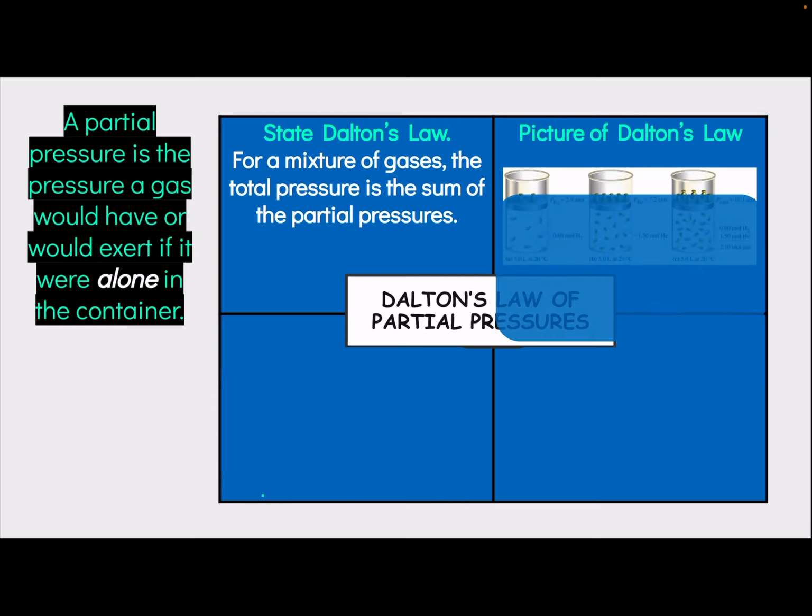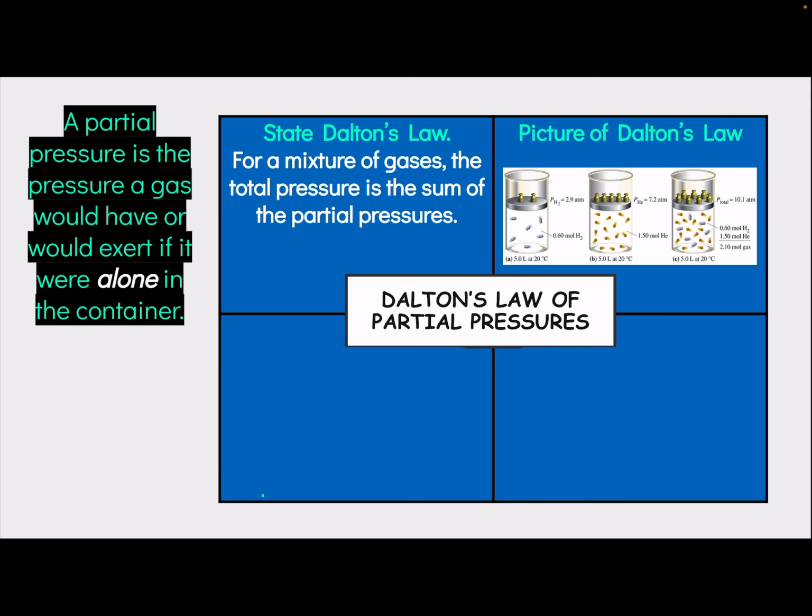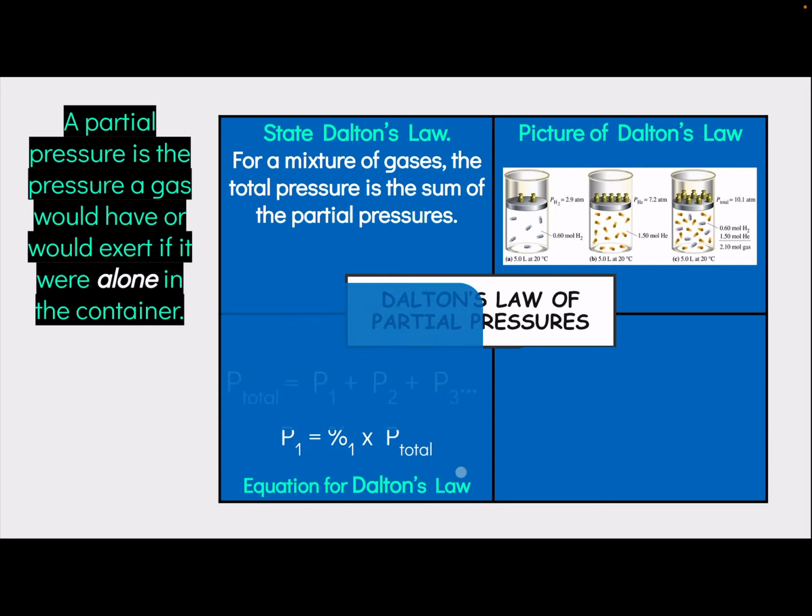It's pretty simple. Here is a picture of what we mean. If I have a mixture of hydrogen and helium, when I'm thinking about the partial pressures, my hydrogen will have its own partial pressure, helium will have one, and then we would just combine them by adding them together. That's how we would find the total pressure.